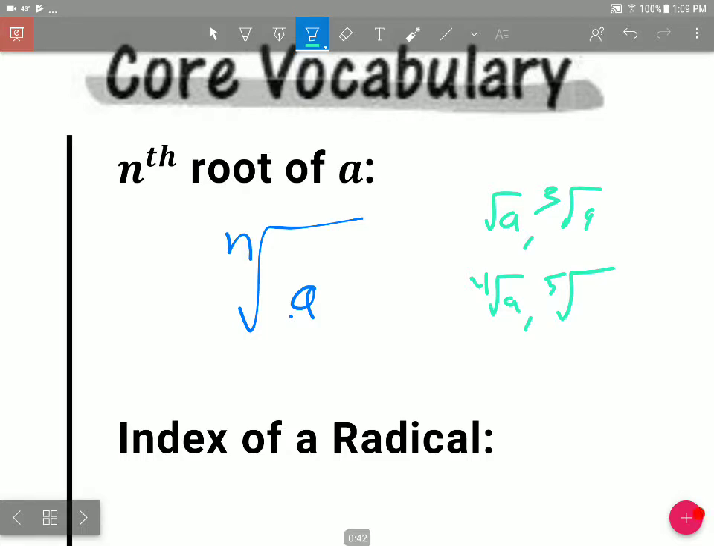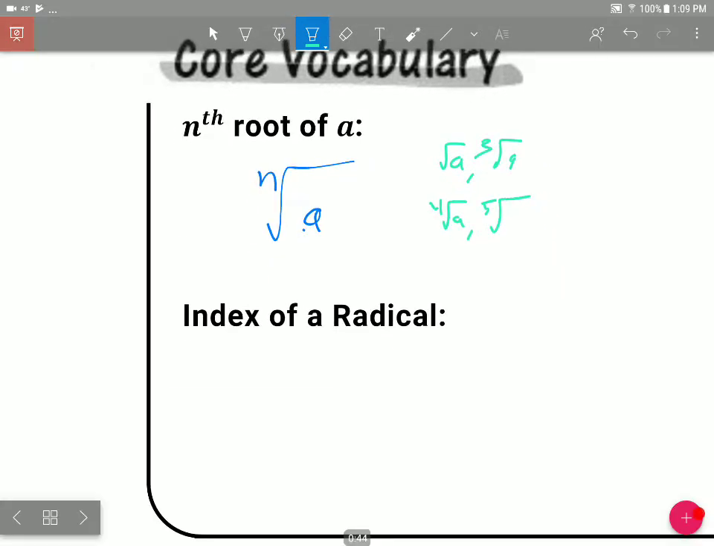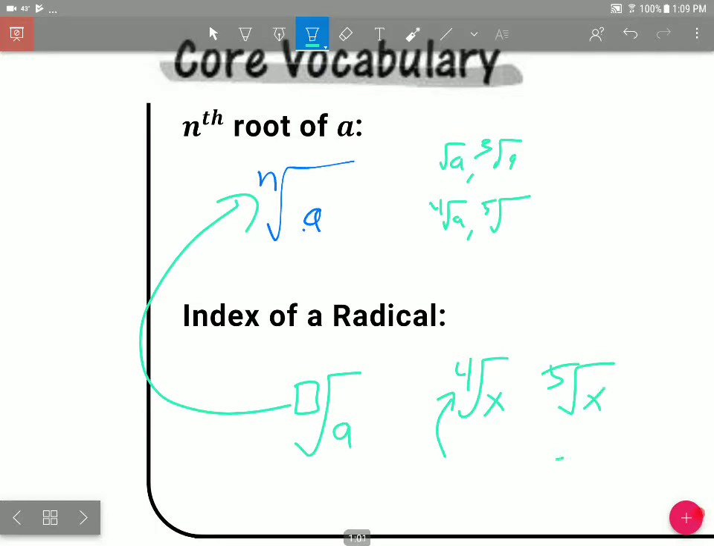The index of a radical, that's just another way of saying that. So that's what the index is, that number right there. For the fourth root of x, that index is 4. The fifth root of x, the index for that one is 5. It's just a little baseline terminology. That's what we mean. Cool? All right, let's keep on rolling.